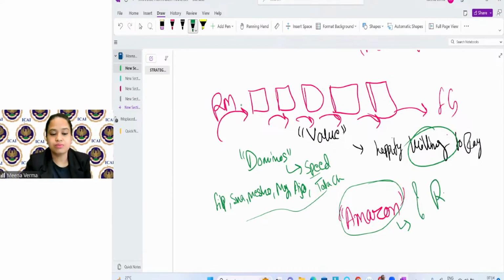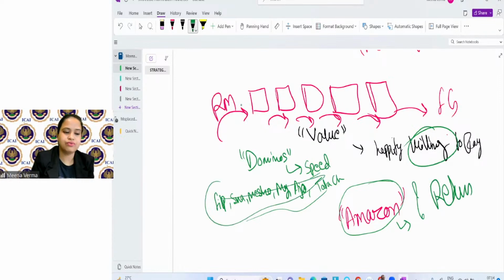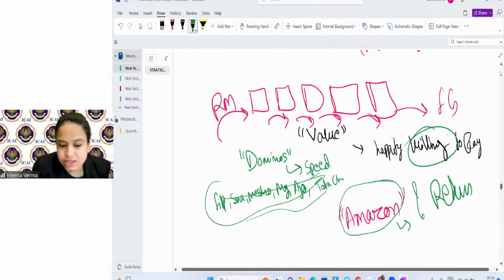Because of their return policy. Obviously, these companies all learned from Amazon and they're also working very well in India. But it all started with Amazon. Their return policy was very good. If you don't like the product, just return it. You will get the money immediately after the quality check. So this also comes under value. The return policy is so good, it is actually giving value to the customer.